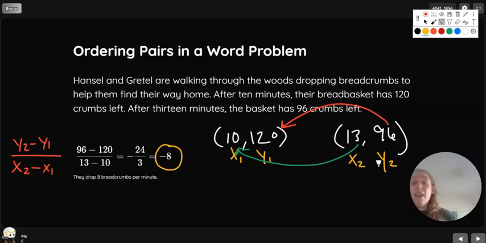And of course this is negative, right? Because they're losing more and more breadcrumbs each minute. They're getting rid of more and more. So let's look at one final example of a word problem in this Quizizz activity.